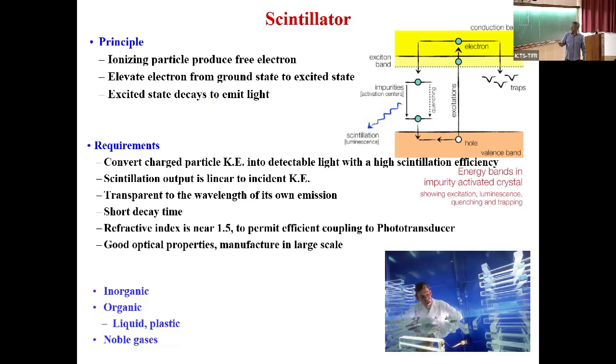But for detectors, there is a very stringent requirement if you want better physics: convert the charged particle kinetic energy into detectable light with high scintillation efficiency. It should not happen that 1 MeV gives only 1 visible photon. Then, with Poisson distribution, on average you have 1 visible photon, but there is a large probability of 0 photons, so there is inefficiency.